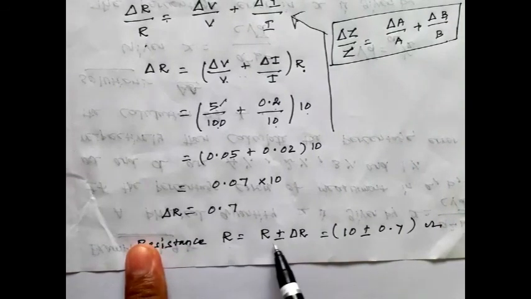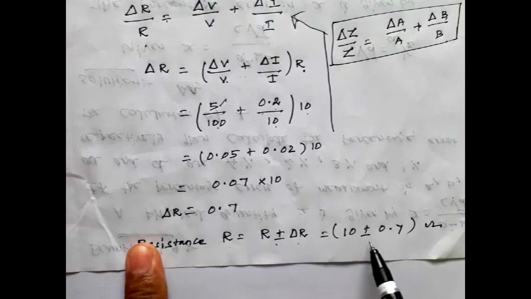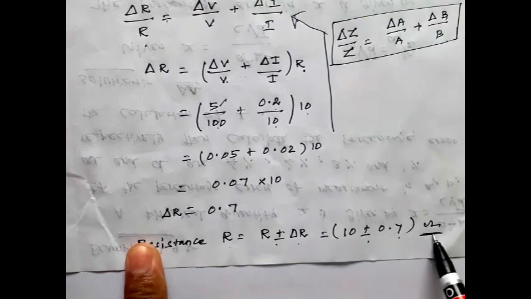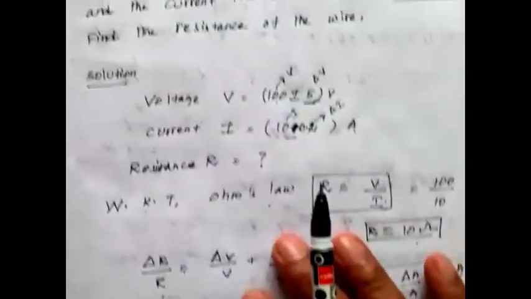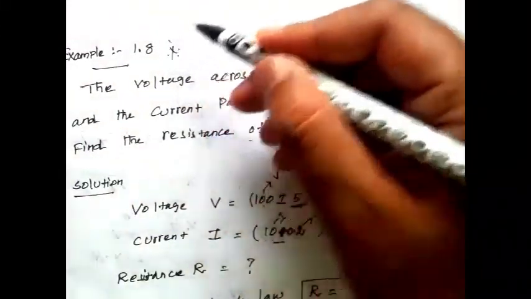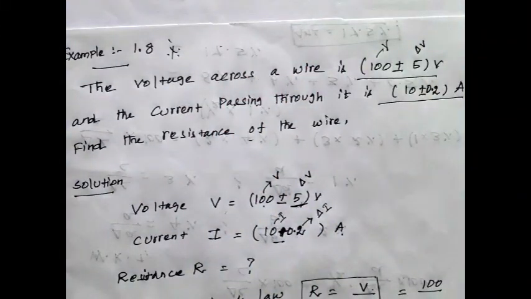Resistance R with the error limit, that is R plus or minus del R, is equal to 10 plus or minus 0.7 ohm. You know the unit of resistance is ohm, the SI unit of resistance. That's all. It's one of the important problems of this lesson. Okay students, that's all. You can see the next one.